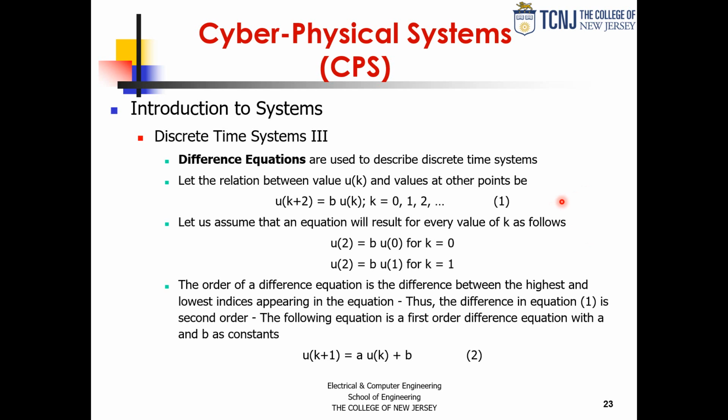I can say that my output u of k plus 2 is equal to some constant b times u of k. So that's a difference equation. And what that means is that the function u, 2 sampling cycles from now, because I have k plus 2, is going to be the constant b times the value of u now. So k is now. Okay?